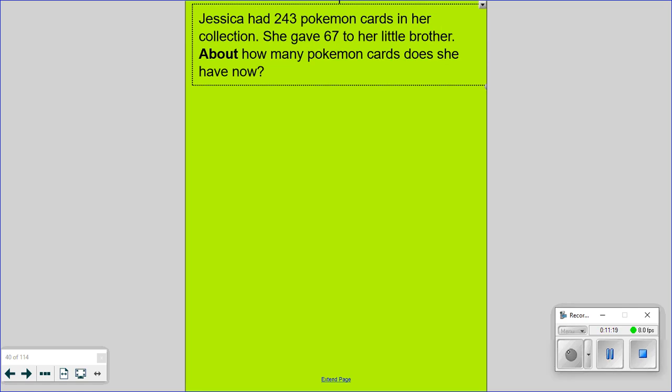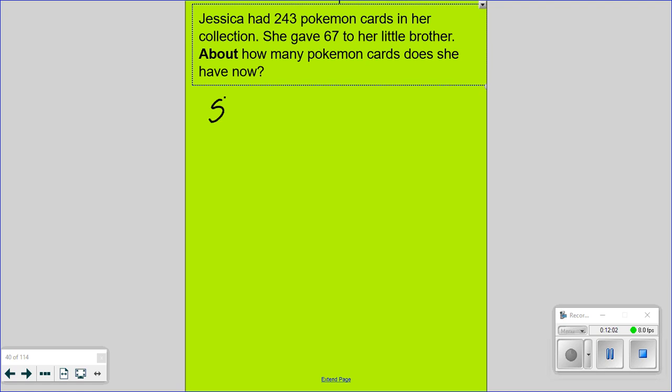Jessica had 243 Pokemon cards in her collection. Yeah, that's a lot. She gave 67 to her little brother. About how many Pokemon cards does she have now? Read that one more time and raise your hand and tell me, what are we counting? Pokemon cards. What's going to be my answer sentence? She has blank Pokemon cards. We're missing a key word. She has about blank.